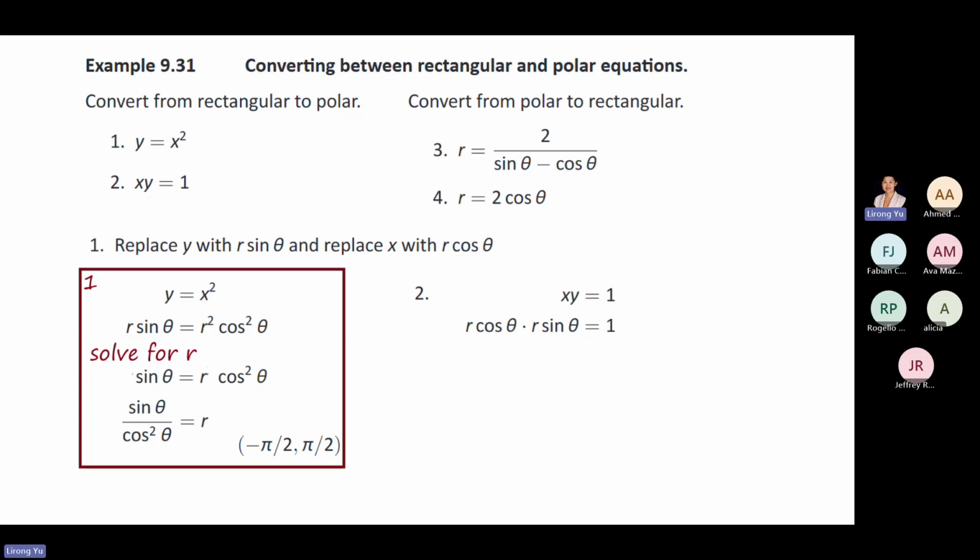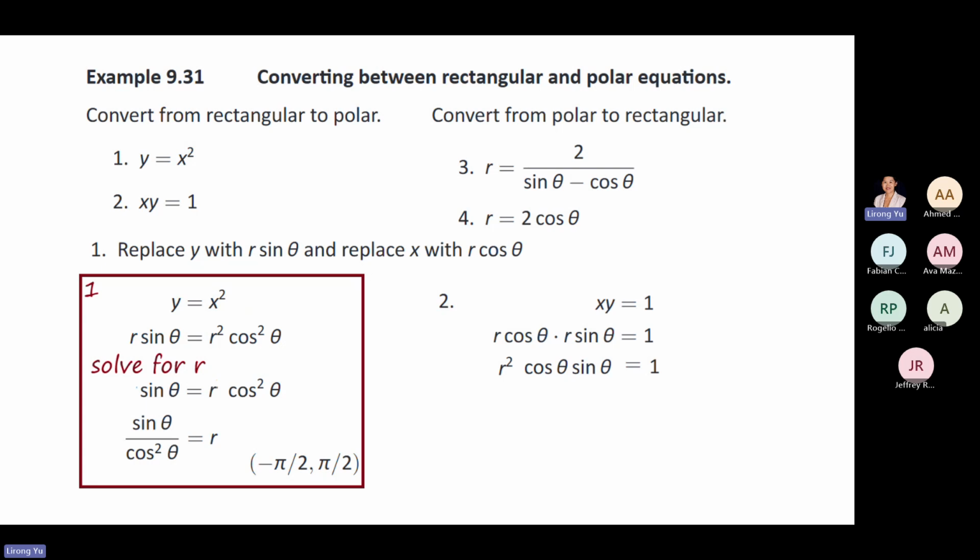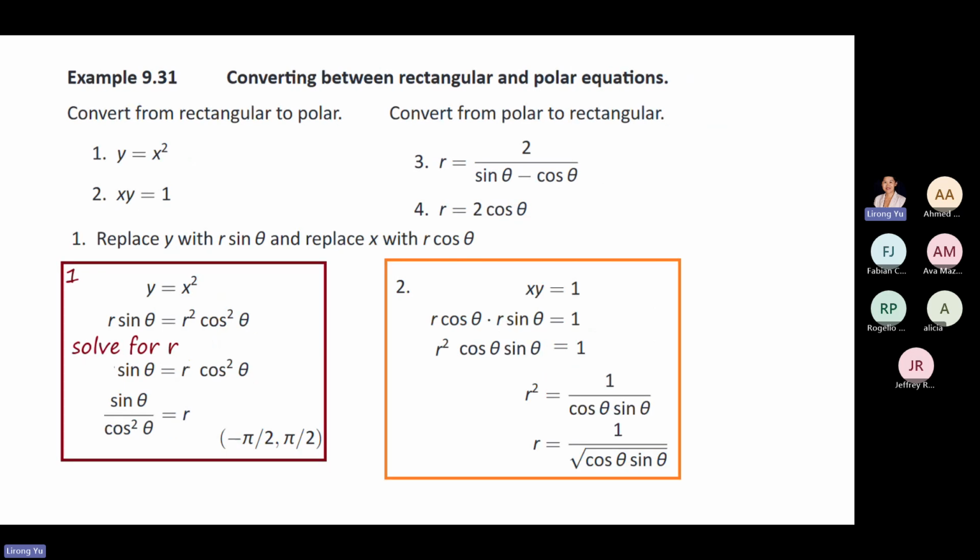And then, as usual, we want to convert it to have r solved. So solve for r squared cosine theta sine theta equal to 1. Then r squared equals 1 over cosine theta sine theta, so r equals the square root of that division. We have this. Right, that's the answer for the second question.